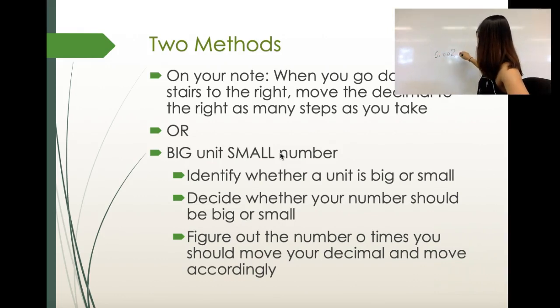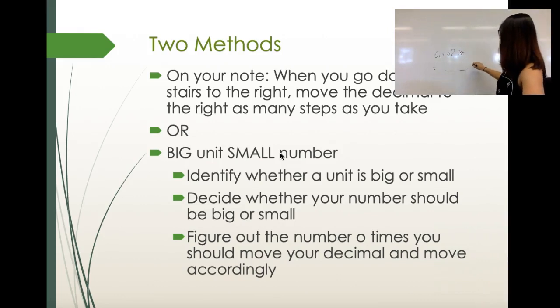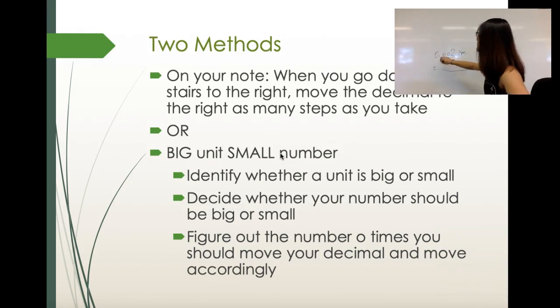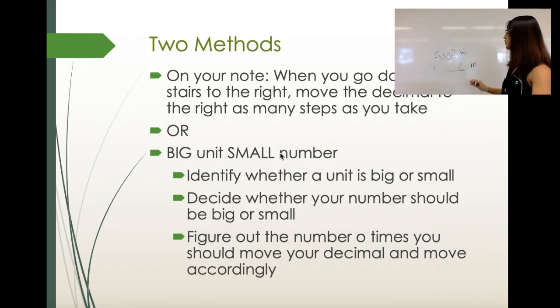0.002 meters. Let's do 0.002 kilometer, I guess. And then we could do how many meters is that? Again, kilometer is a larger unit. Meter is a smaller unit. Small unit, large number. So we have to make this number bigger by moving the decimal to the right 3 times. So the answer is 2.